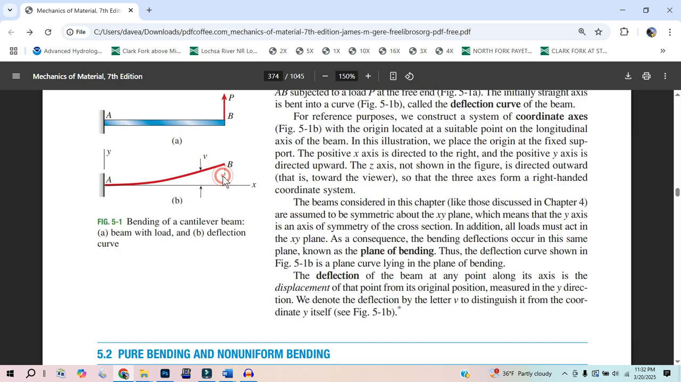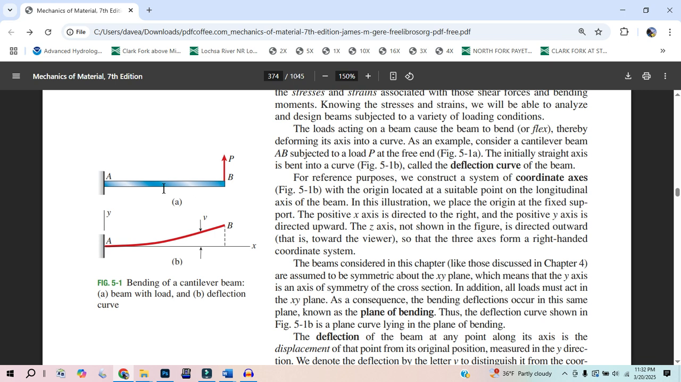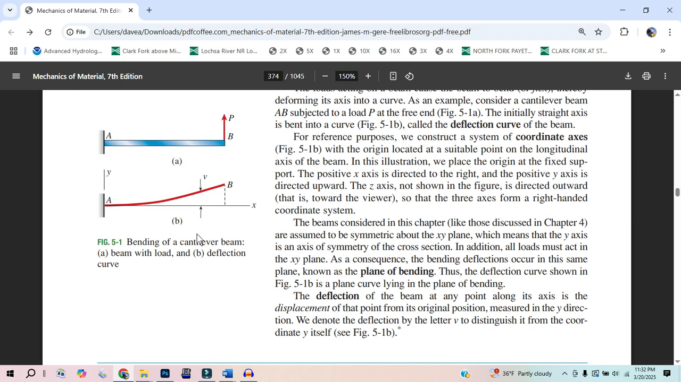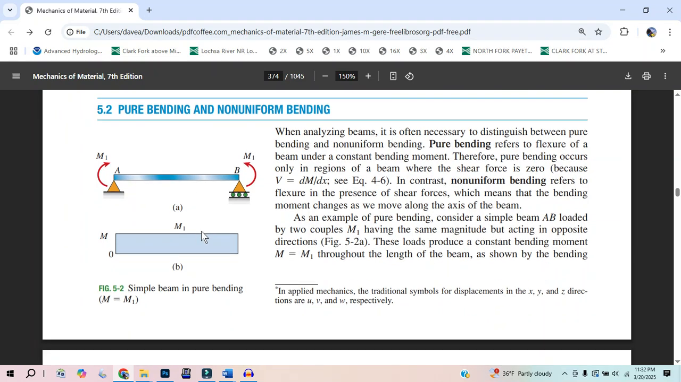And that is going to be different than what we talked about in section 2.1, just a cantilever and a force up. Here you're going to have shear forces and bending moments. So for our derivation, we have to start with just pure bending. All right, let's see what the text says. Pure bending refers to flexure of a beam under a constant bending moment. Cool, so that's what we said.